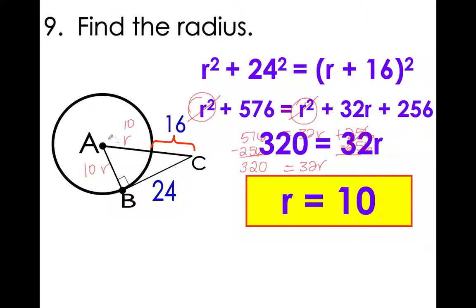That means that if I ask you for the length of AC, you would be able to tell me AC is equal to 26. You should be able to tell me that AB is equal to 10. You should be able to tell me that BC is equal to 24. So that way, when I decide to check to see if BC is a tangent, I should be able to plug in these three numbers into their respective spots, solve, and it should come out to be true.